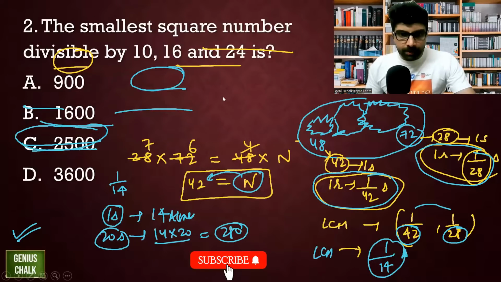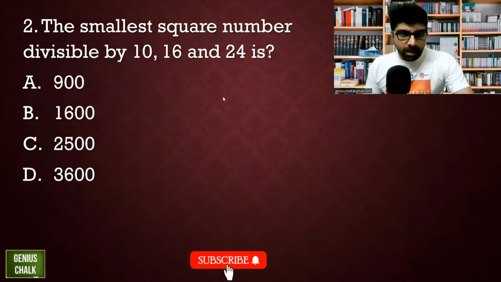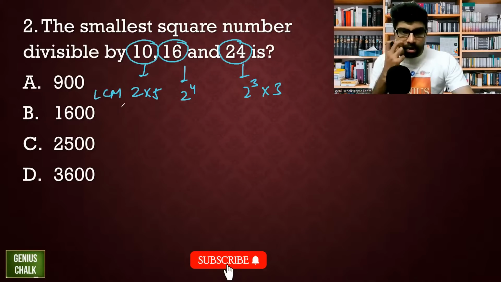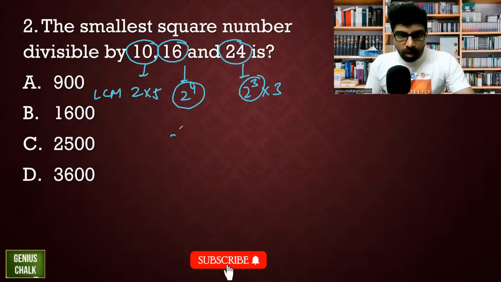Let's move ahead. The smallest square number divisible by 10, 16, and 24. What is 10? 10 is 2 into 5. 16 is 2 to the power 4, and 24 is 8 into 3. First we have to find the number divisible by all of the 3. That number must be the LCM. Now what is the LCM? If you take the LCM, it is the highest power of 2, that is 2 to the power 4, then the highest power of 3, that is 3 only, and the highest power of 5 is 5.